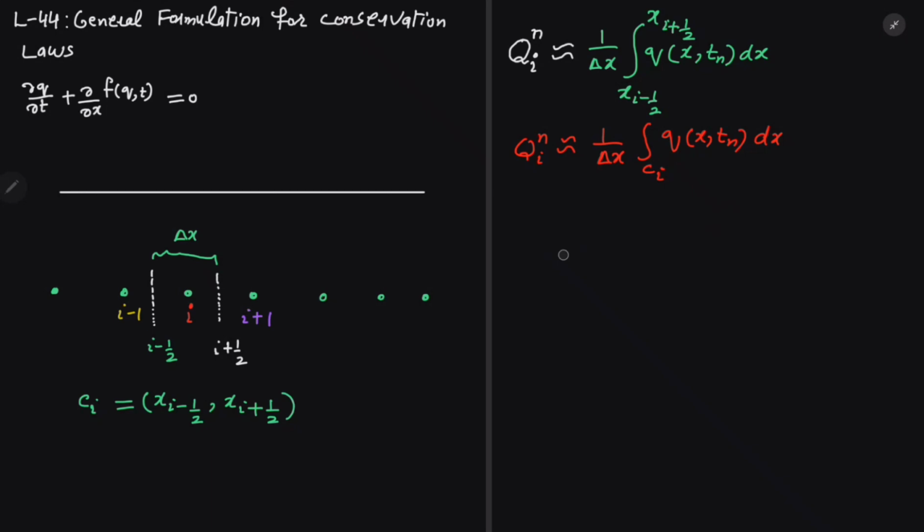Okay, so how will this look? For example, for this cell, the value will be Q_i^n at nth level, and for this new cell, the value will be Q_{i+1}^n, and if we have another imaginary cell, then that will be Q_{i+2}^n, etc. Okay, so this was all about the definition of the approximate value in the finite volume method.